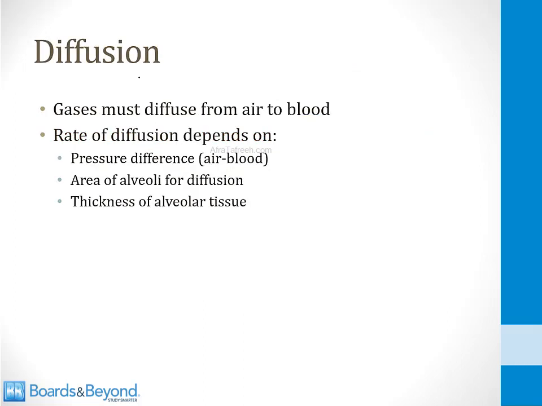So let's talk about diffusion problems first. Gases must diffuse from the air in the alveoli into the blood in the pulmonary capillaries. And the rate of diffusion depends upon three things: the pressure difference between oxygen content in the air and the blood, the area of the alveoli that's available for gas diffusion, and the thickness of the alveolar tissue.